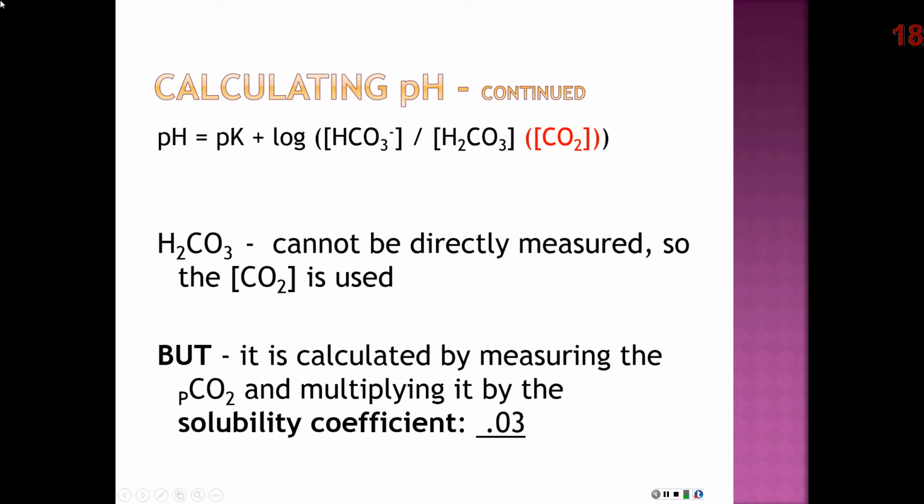So we had pK 6.1 up at the beginning of our equation up here. But what you have to do is, when carbon dioxide levels are given to you, you must take that value and multiply it by its solubility coefficient, which is 0.03. So whatever value you are given for carbon dioxide, in order to get what was truly the partial pressure of carbon dioxide, you must multiply it by 0.03. Okay?